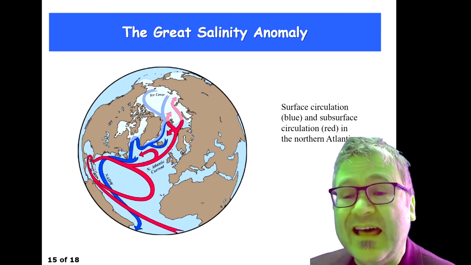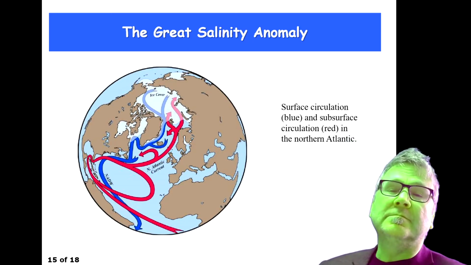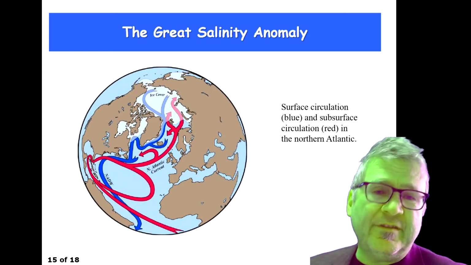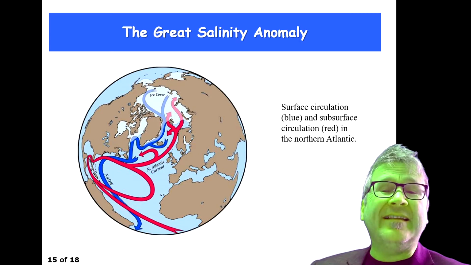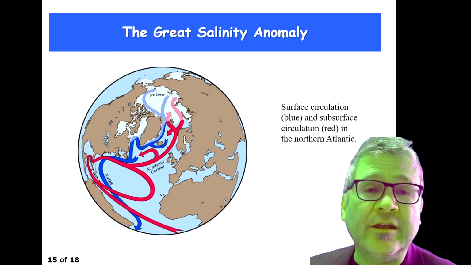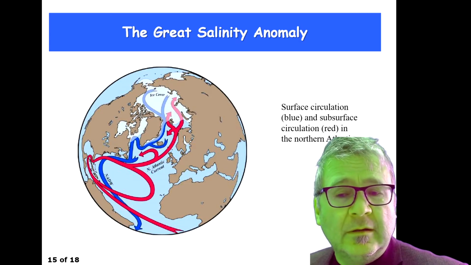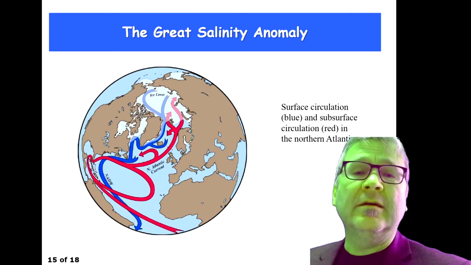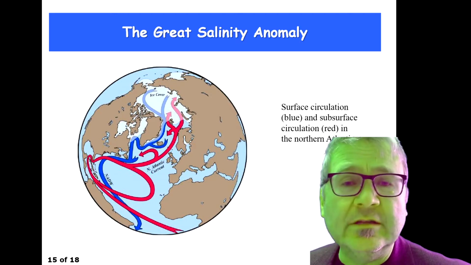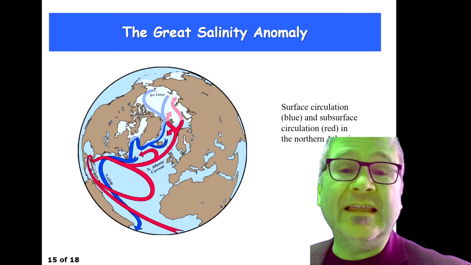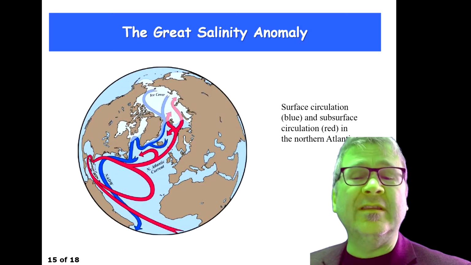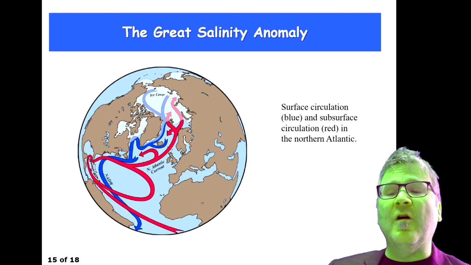So now we come to the last part of the story, which brings everything together. It's called the Great Salinity Anomaly. Okay, but it's linked to the circulation pattern in the northern Atlantic, linked to the Arctic Ocean. And here's a sketch that I showed before.